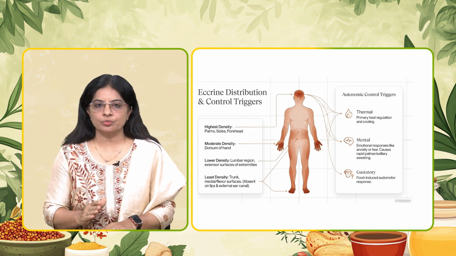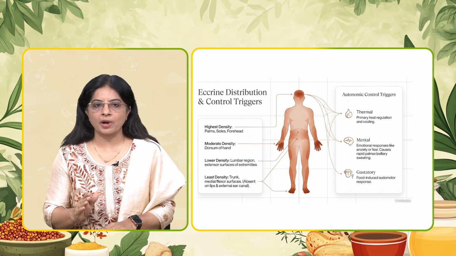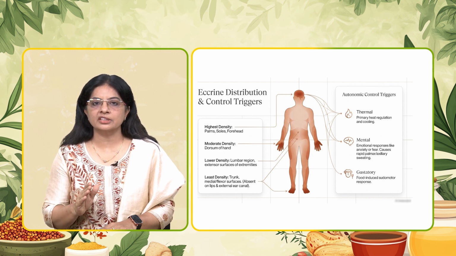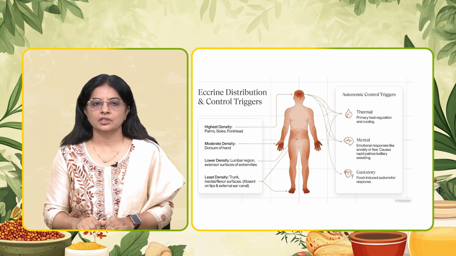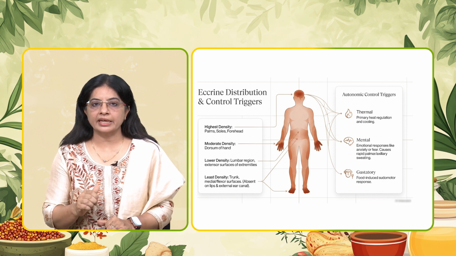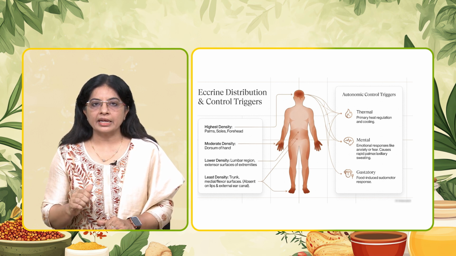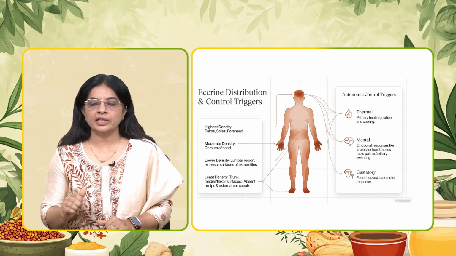Eccrine glands are distributed almost all over the body, but the highest concentration is found on the palms and soles as they are important in grip and thermal response. Sweat glands are absent in few areas like lips and external ear canal. Now, let us see how the eccrine sweating is controlled. Eccrine sweating can be triggered by thermal stimulation, then mental or emotional stimulation and gustatory stimulation. All are mediated through sympathetic activation.